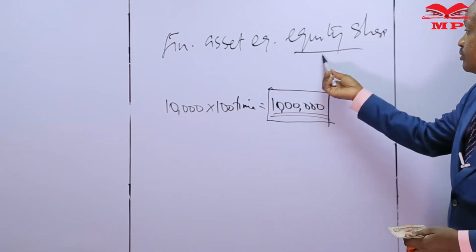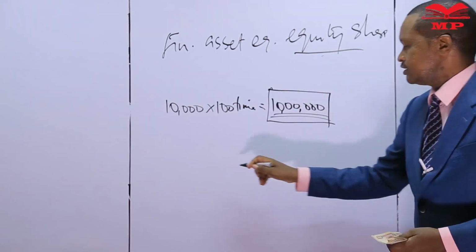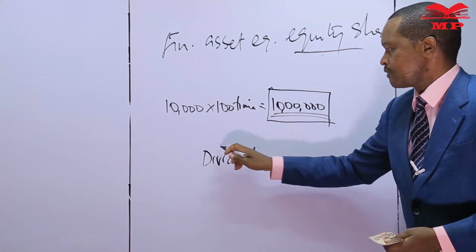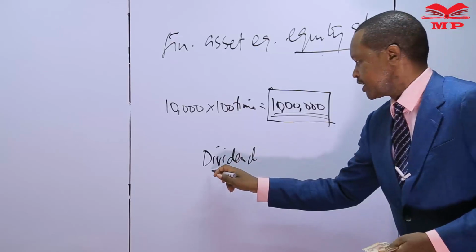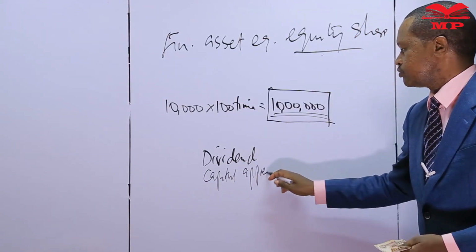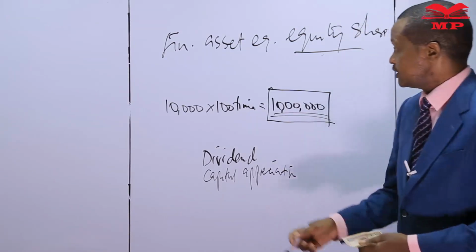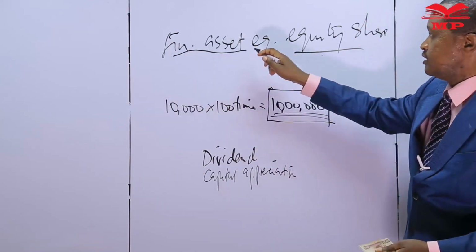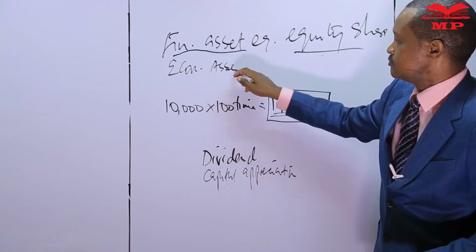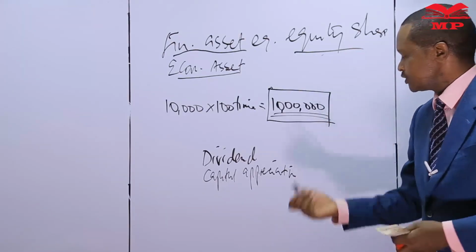If you are to buy ordinary share capital in a company, you have to wait until you receive either the dividend, which is an income, or what is called capital appreciation. So you can either invest in fixed assets, in financial assets, or economic assets. So it takes time.